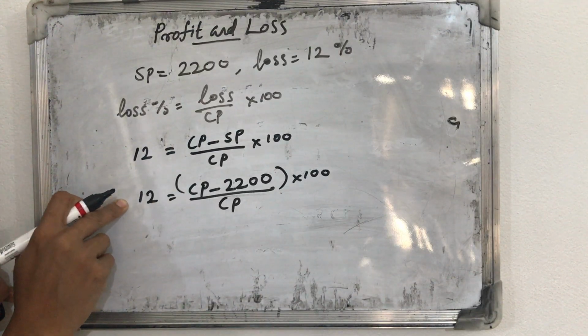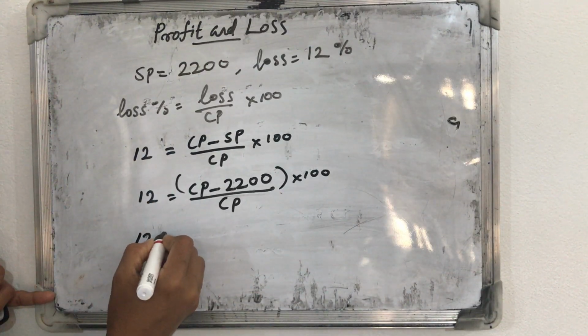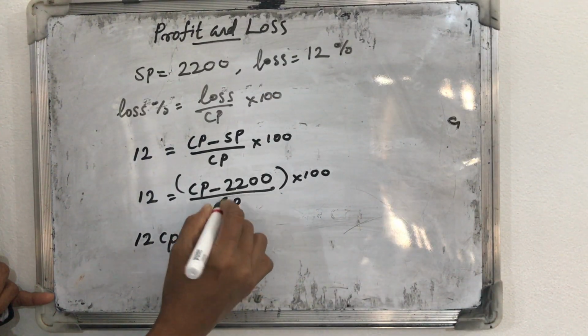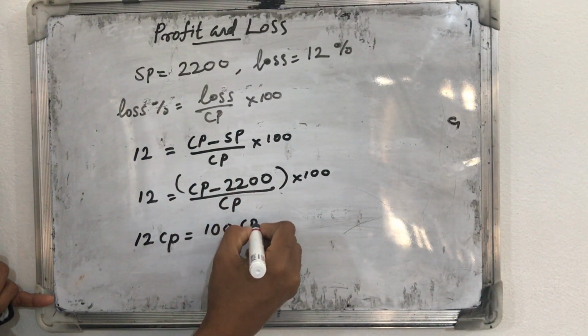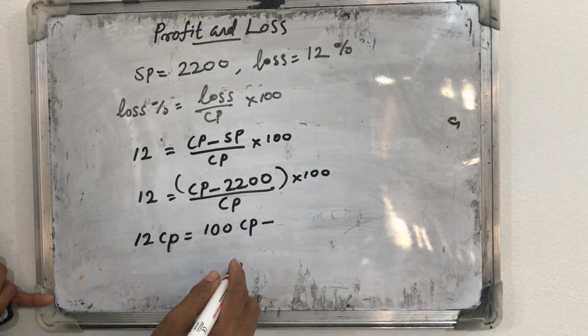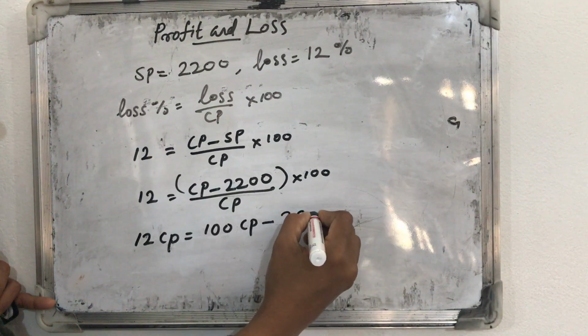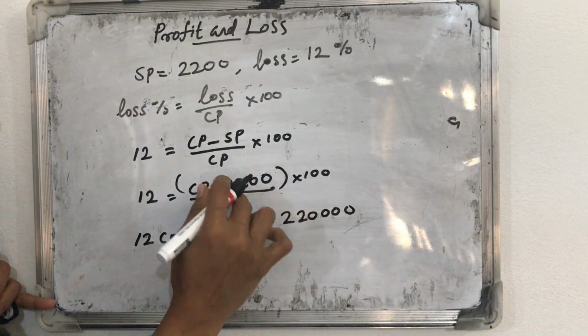CP transposed to here, that is 12 CP equals 100 CP, here 100 multiplied with the CP, 100 CP minus 2,20,000 also here.